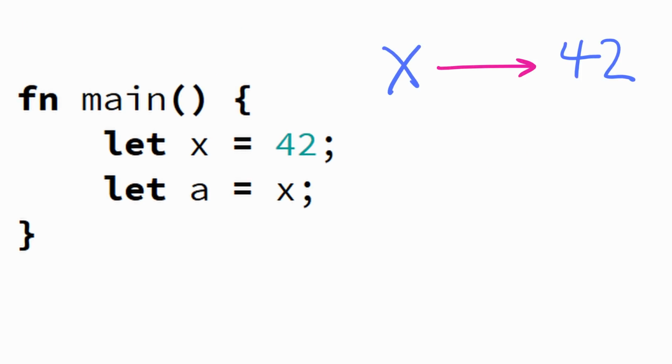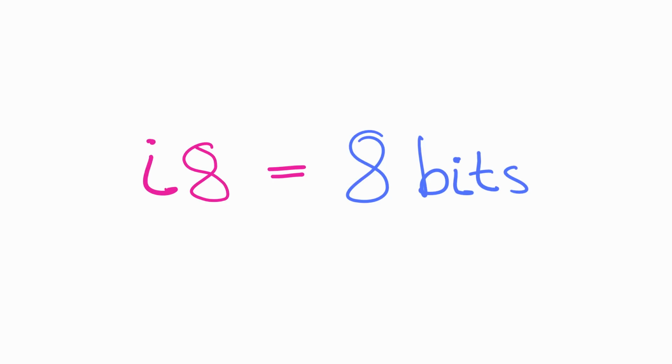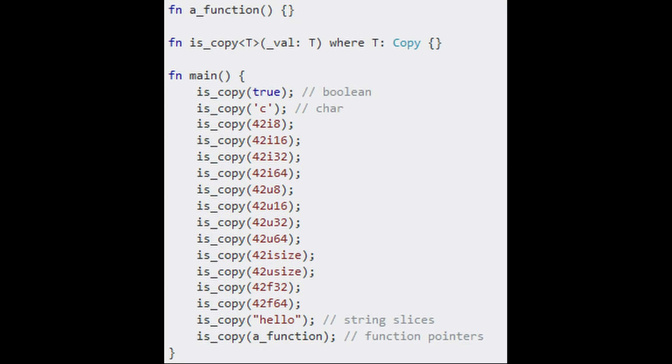Assigning X to variable A creates a copy of the integer 42 and makes A the owner. We end up with 2 42s on the stack. Why does this copy happen? These types have a known size, so can be stored entirely on the stack. It's cheap and fast to copy them around. Here's a list of the copy types.